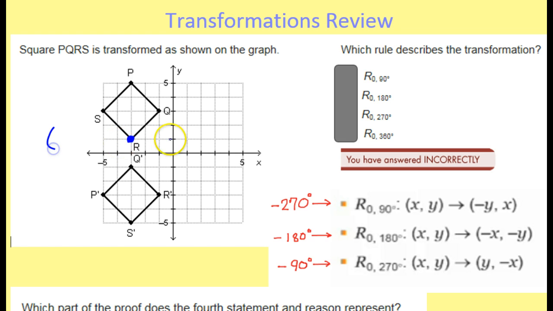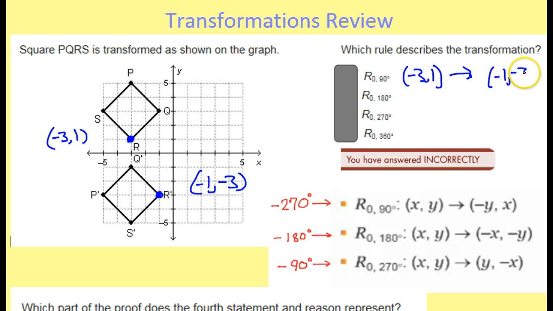Alright, so here's point R. It has the coordinates -3, 1, because it's left 3, up 1. So -3, 1. Now let's find R prime, which is right here. That has the coordinates -1, -3. It's left 1 and down 3. So -1, -3. Alright, so let's put that together. So we had -3, 1, and that became -1, -3.